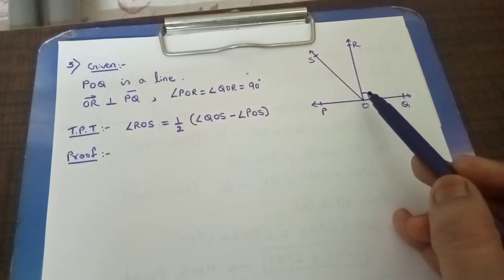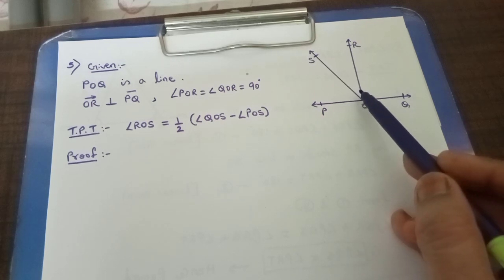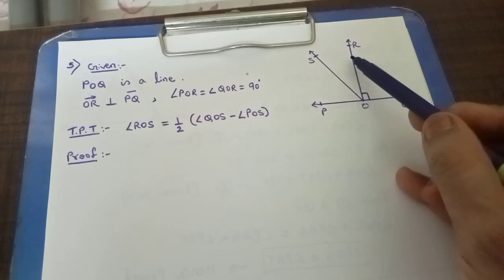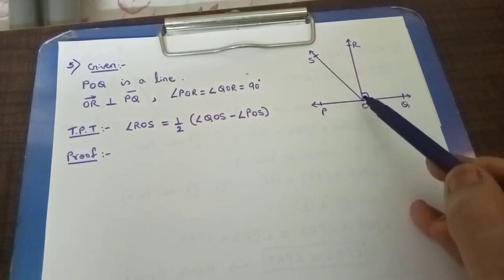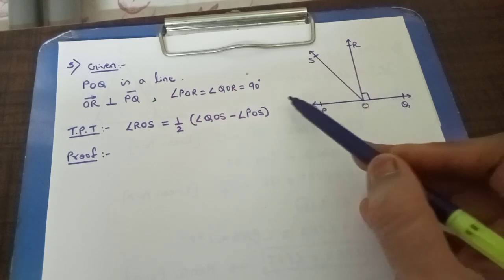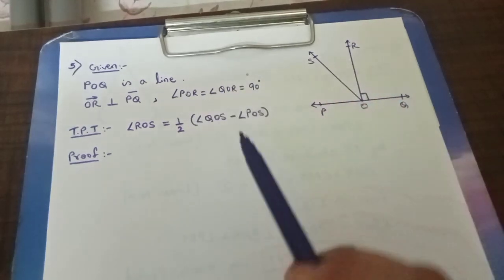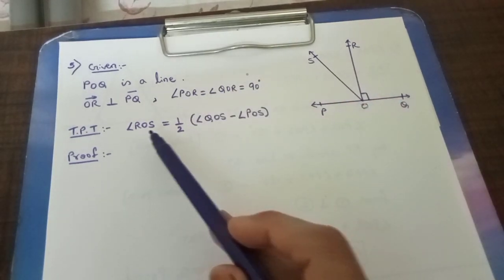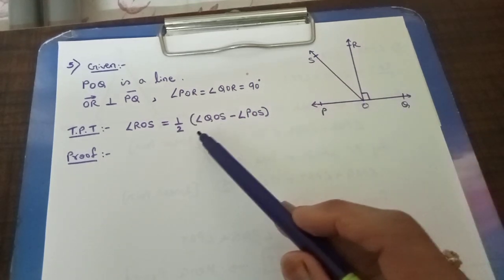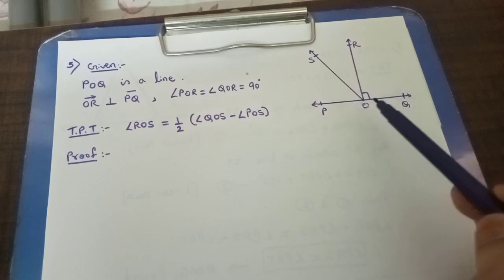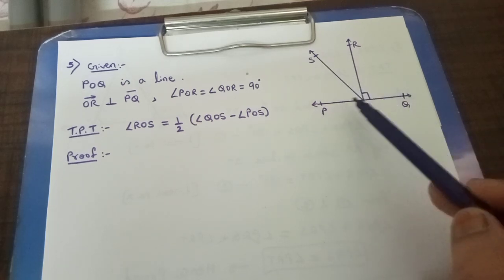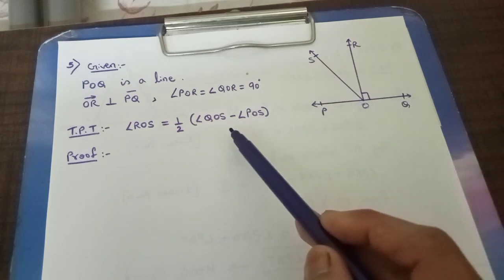And perpendicular means what? This part is 90 and this part is also 90 degrees. That means angle POR, this whole angle, is equal to 90 degrees, and QOR, this is also 90 degrees. This part is given to you. What you have to find? Angle ROS. ROS, this angle, is equal to half of angle QOS minus angle POS. This part you have to prove.